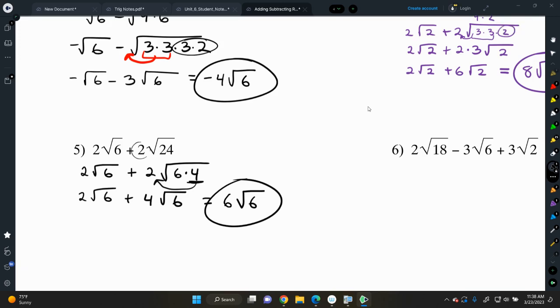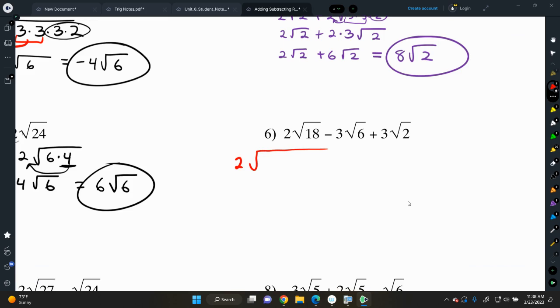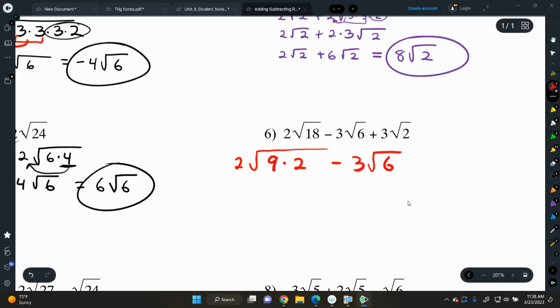Any questions so far? Okay, Tristan. Saved a good one for you. Well, let's talk it through, right? So can we simplify the square root of 18? Yes. 9 and 2. Good. Okay. Now, we can't simplify the root 6 because 6 is just 3 times 2, and we can't do anything with that. So we're going to leave these alone.